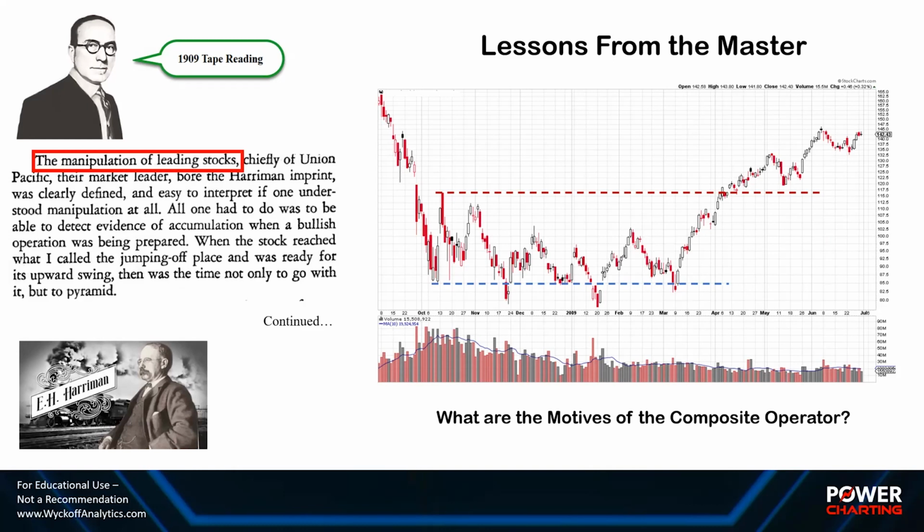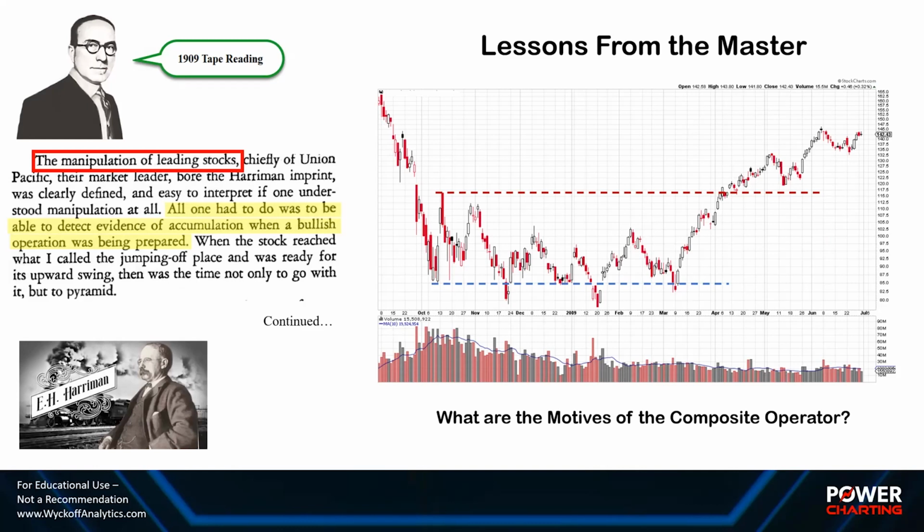So the manipulation of leading stocks, writes Richard D. Wyckoff, chiefly of Union Pacific, their market leader, bore the Harriman imprint, and was clearly defined and easy to interpret if one understood manipulation at all. In other words, easy to see on the charts if you know what you're looking for. That's what Richard D. Wyckoff called tape reading. All one had to do was to be able to detect evidence of accumulation when a bullish operation was being prepared.